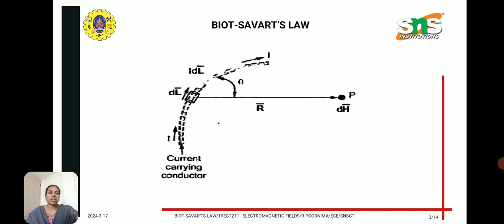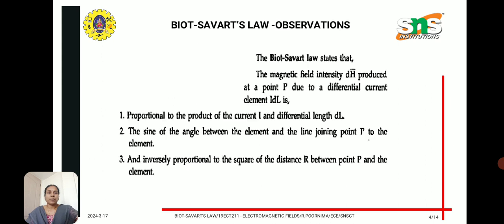So consider there is a current I flowing through a conductor and we are going to find the magnetic field at a point P. The parameters taken are I dl, the current element, and r vector, the distance between the current element and point P, and the angle theta between the current carrying wire and the straight line. So we are going to see the statement of Biot Savart law.